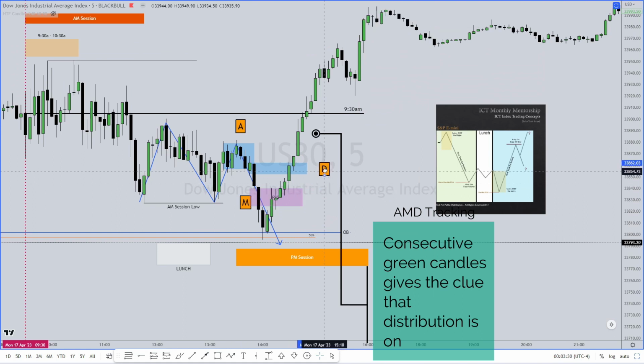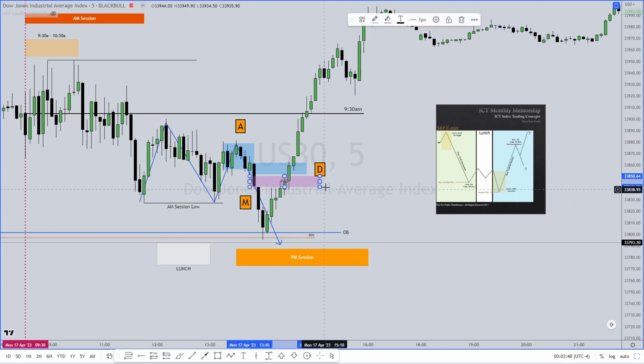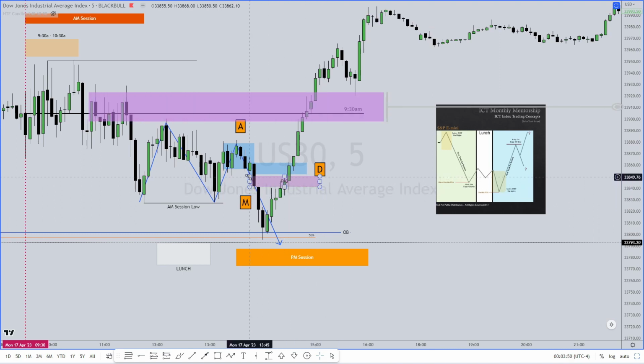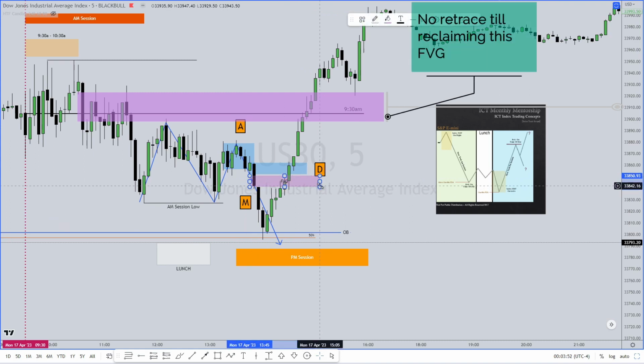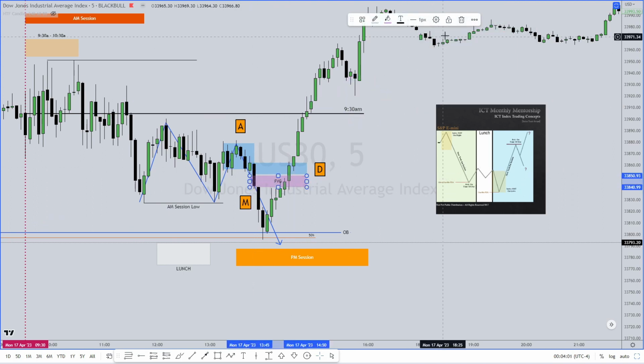And so on the distribution leg, you're not really getting a chance to enter if you don't get in on the original price point. So once this fair value gap gets run out, you enter on the retest, or you can do so on the second fair value gap.